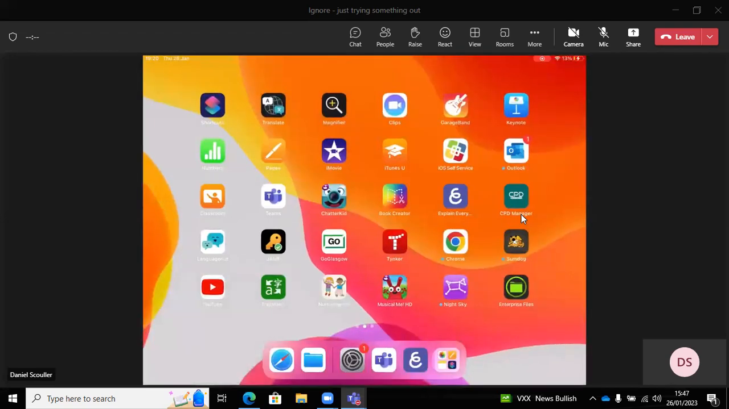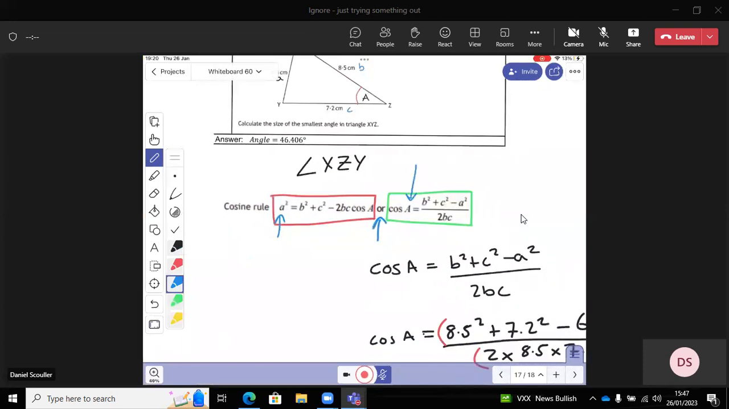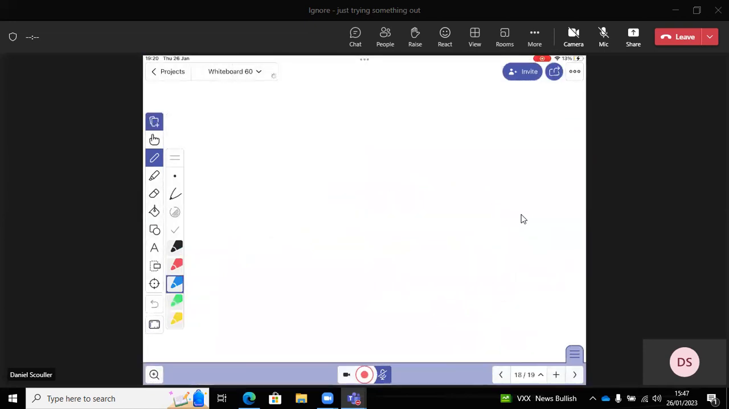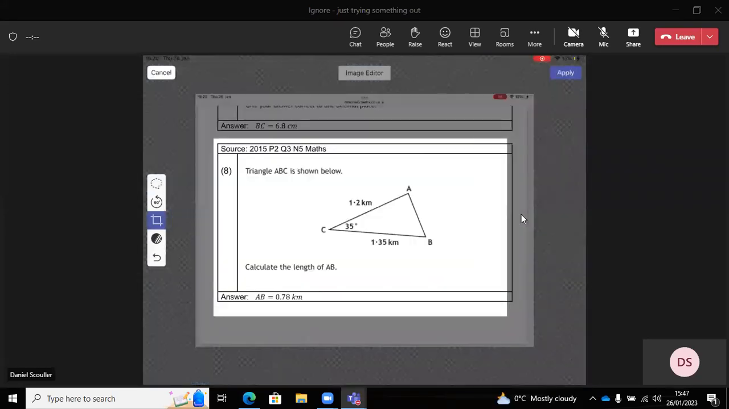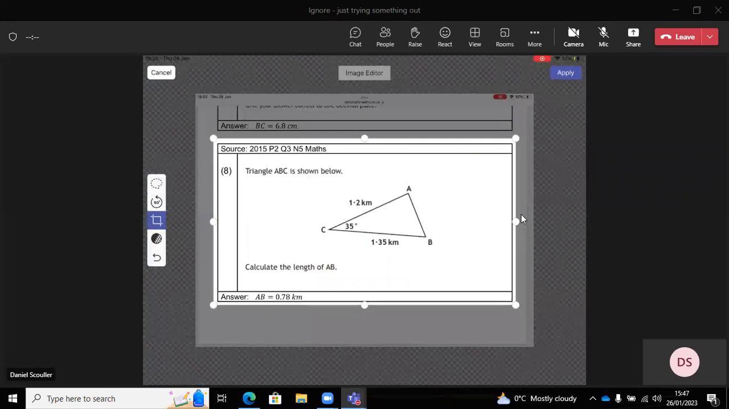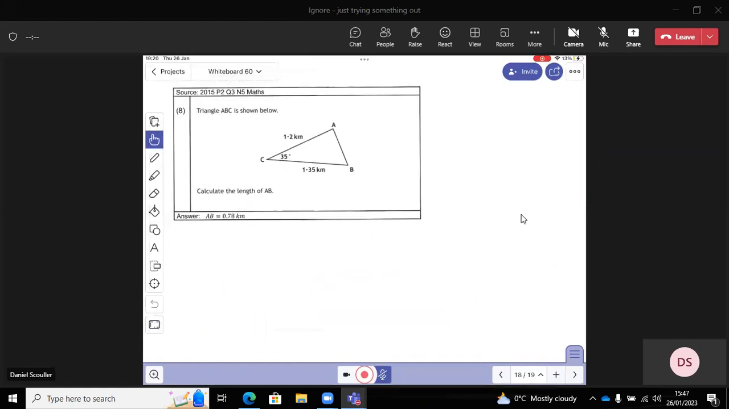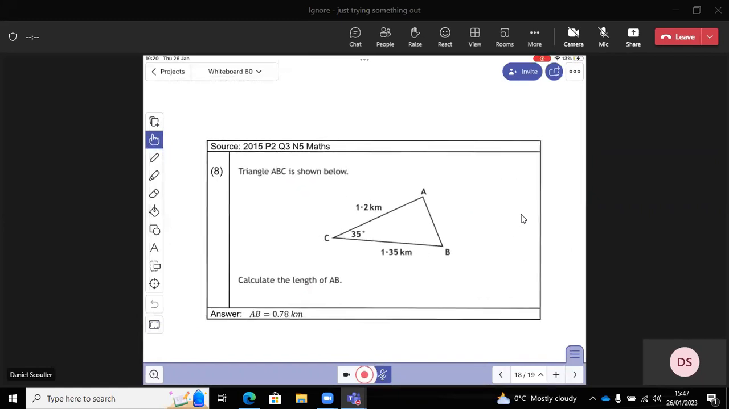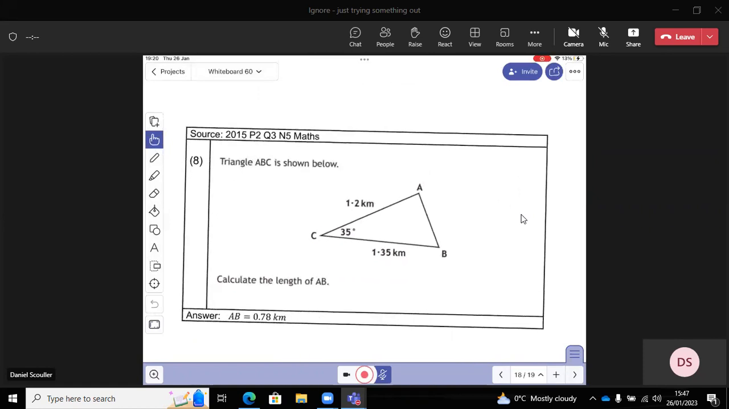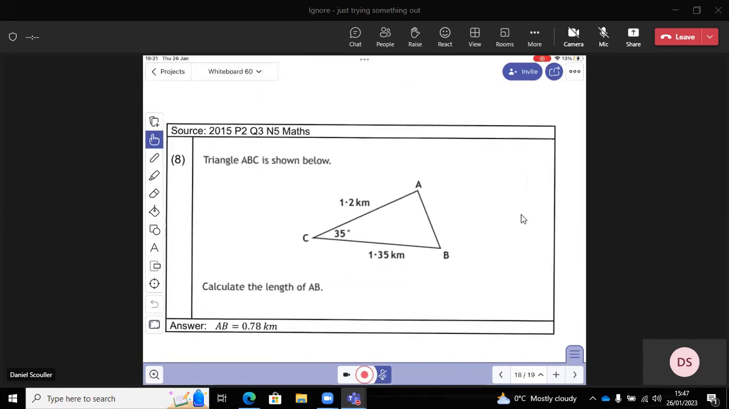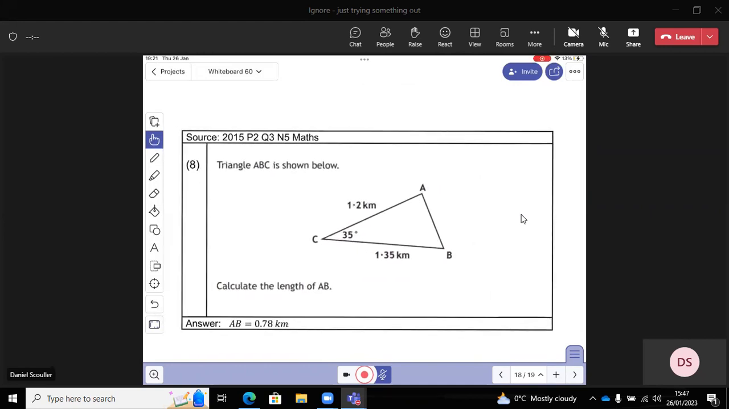So look at that. 2015 paper 2, question 3. You see that okay? So triangle ABC is shown below. Calculate the length of AB. Now we're given this time 1 length, 2 lengths, and we're given 1 angle.